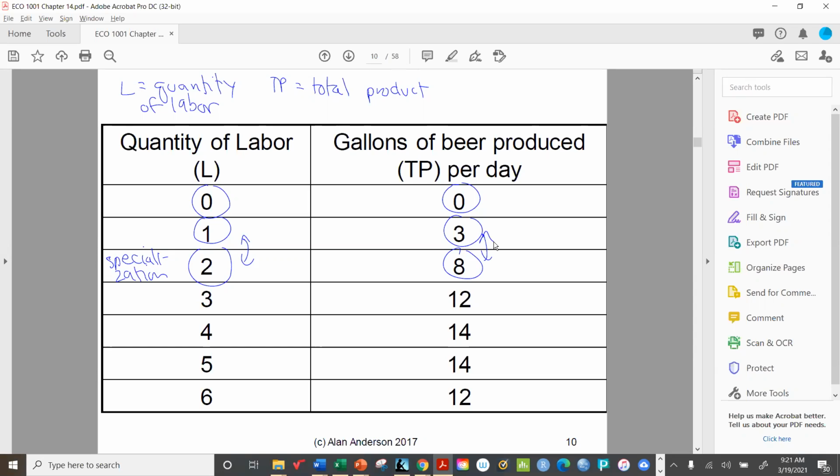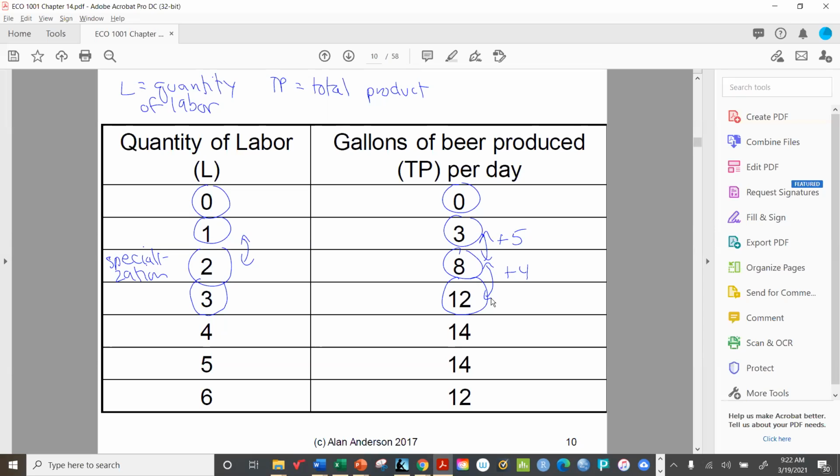Now, if we add a third person, we can specialize even further. All right. And so you can see that's reflected in the output, which goes up by 4 now. So the increase in output is not quite what it was up here. Here we had a gain of 5 beers or 5 gallons. Here the gain is only 4. But it's still a big gain, okay?